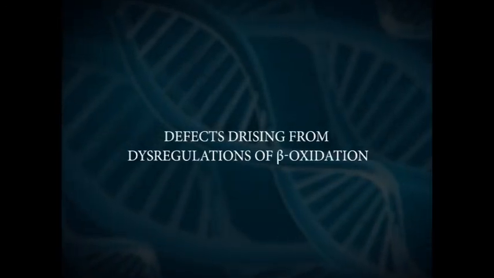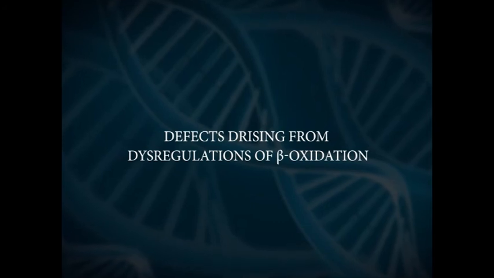The next regulating point, the enzyme beta-hydroxyacyl-CoA dehydrogenase, is inhibited whenever the ratio of NADH to NAD+ gets high. The third regulating point is that high concentrations of acetyl-CoA will inhibit the thiolase. Remember, this enzyme was also involved in beta oxidation. Now, defects may arise from dysregulation of the beta oxidation process.